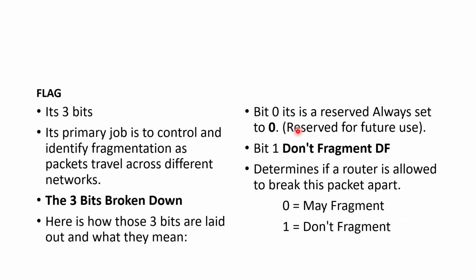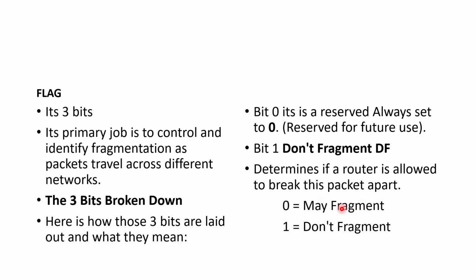Bit 0 is reserved and is always set to 0. So these are reserved for future use. And the next bit is bit 1. We can also say don't fragment, DF. This is used to determine if the router is allowed to break these packets apart. So for example, this is the value that is going to help the router know if that packet should be fragmented or not. So 0 represents that it may be fragmented.